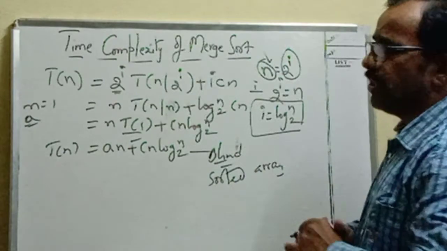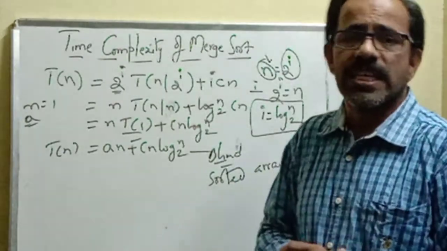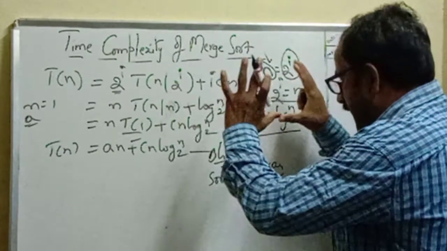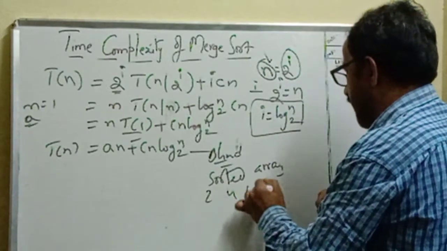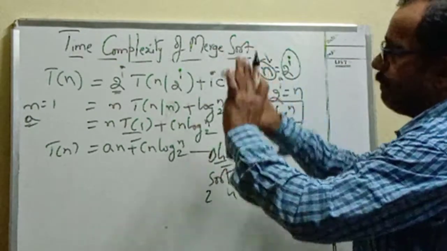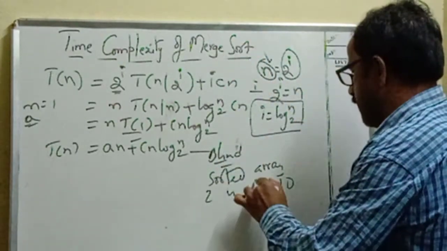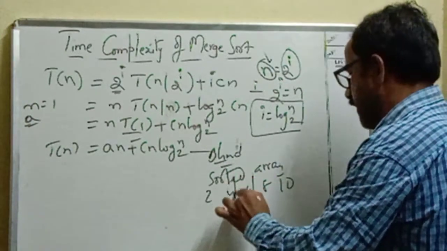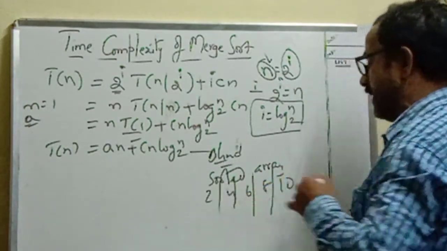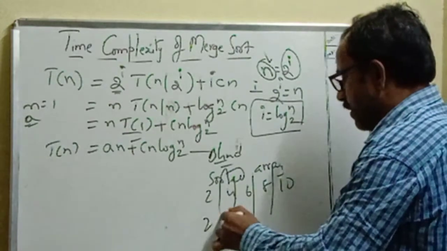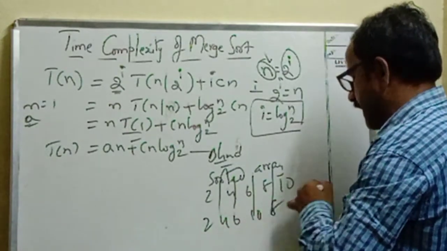It doesn't worry about whether you give a sorted array, unsorted array or semi-sorted array. It blindly, suppose if you give 2, 4, 6, 8, 10 for sorting, merge sort blindly divides this into 2 equal halves. Again this problem into 2 equal halves. Again this problem into 2 equal halves like this. Even if you give some sorted elements and some unsorted elements like this.